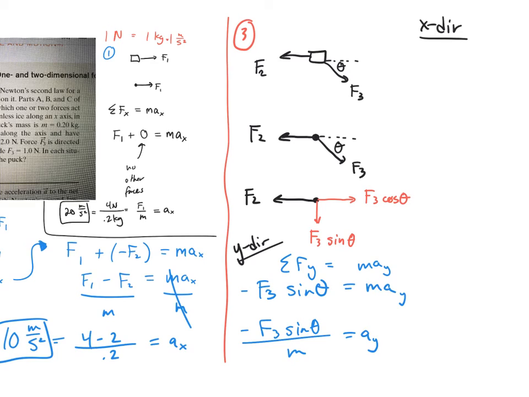Pat, what do you think for the x direction? What forces are acting left and right here? What are you seeing in the free body diagram? F3 cosine theta and F2. Okay. And how would I write it as an equation then? One is pulling right, one is pulling left, so what do I write? F3 cosine theta minus F2. Very good. Equals ma. Yes.